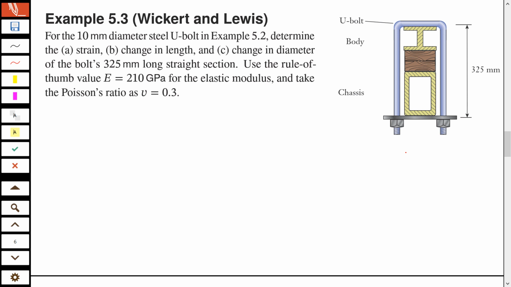Okay, so let's now have our first example. Let me read this. So we have, for the 10 millimeter diameter steel U bolt in example 5.2, we had dealt with this U bolt. Yeah, हमें इसका diameter भी पता था. diameter कितना था इसका? Someone remembers? 10 millimeters. Yeah, इसको यहाँ पे देना चाहिए था ऐसे.